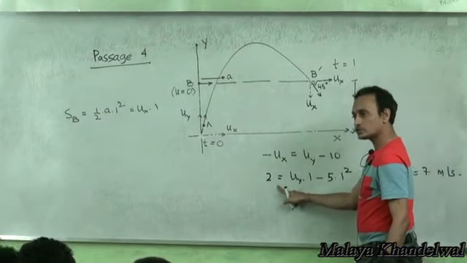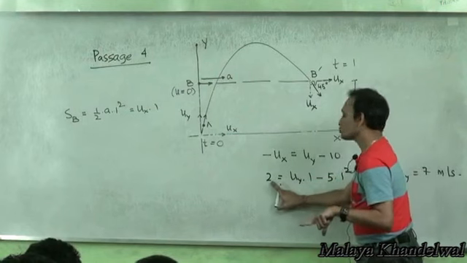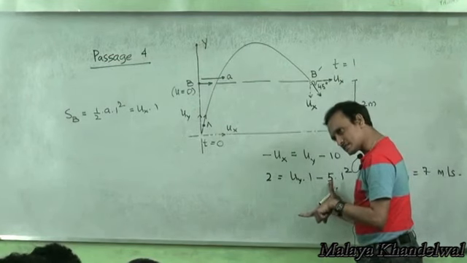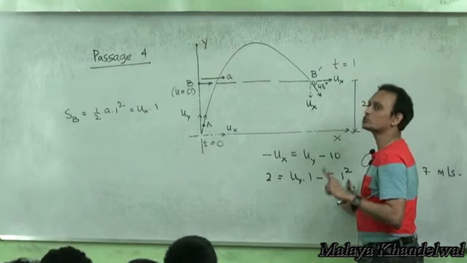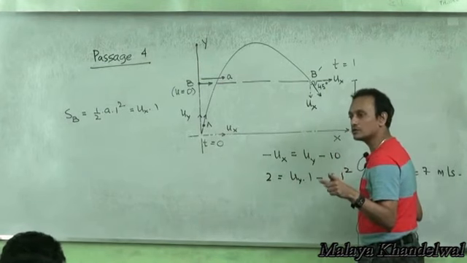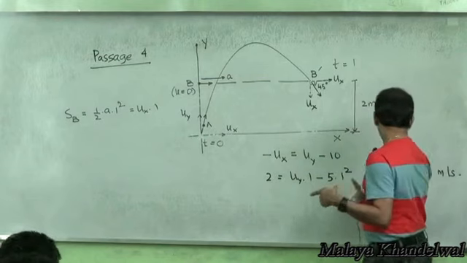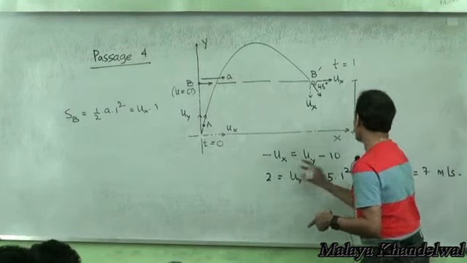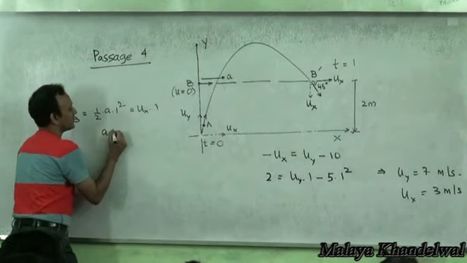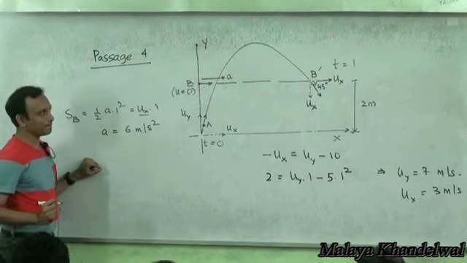For this equation for particle A, the displacement in the upward direction in 1 second is plus 2 meters. 2 meters is the initial vertical velocity into t minus half g, which is 5, into t squared. Upward is positive, downward negative, so s equals ut plus half at squared, where a is minus g. So that gives me uy equal to 7 meters per second, and ux is 3 meters per second. And if ux is 3 meters per second, a must be 6 meters per second squared, right?